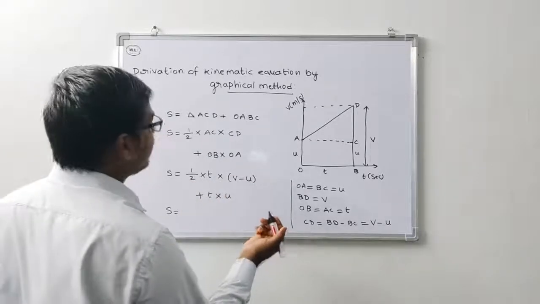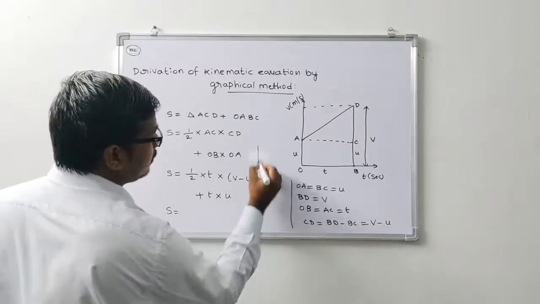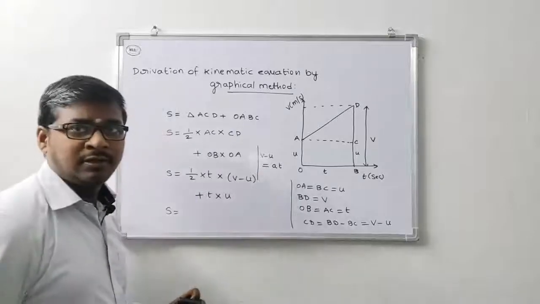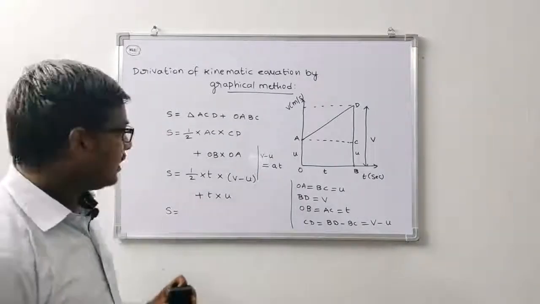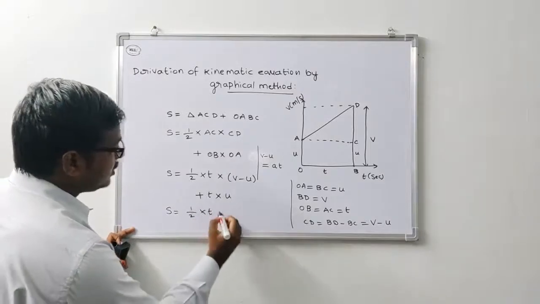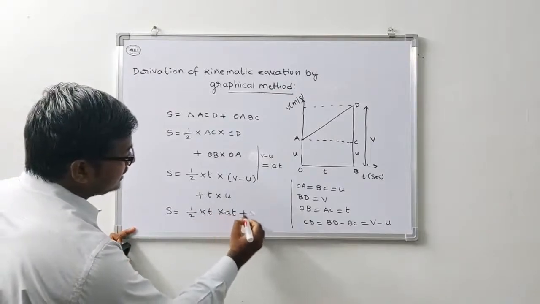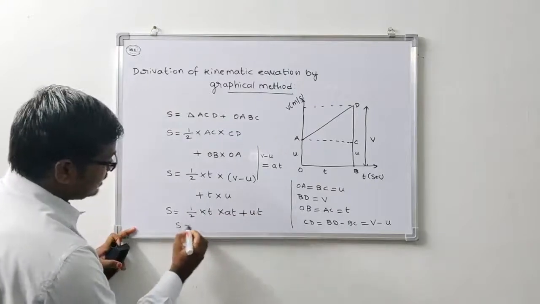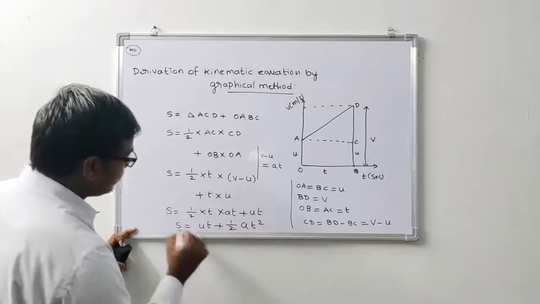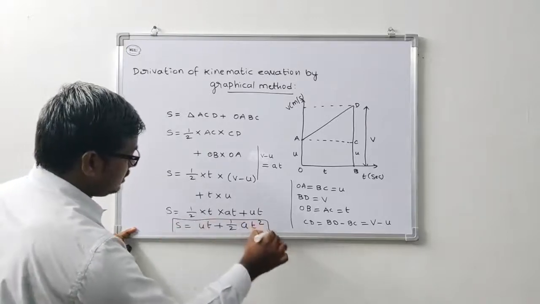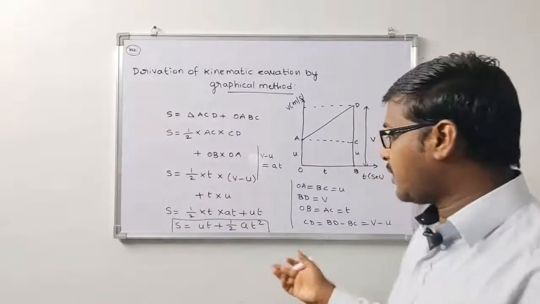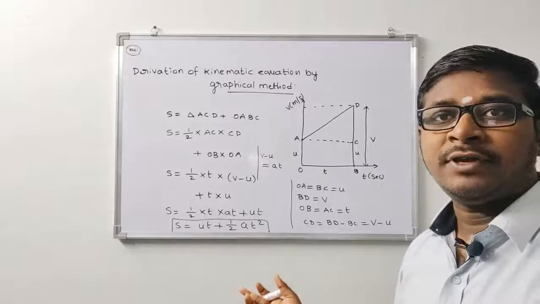According to the kinematic first equation, v minus u is equal to AT. So s is equal to half into t into AT plus ut. S is equal to ut plus half at square. This is the kinematics second equation. A very important equation: s is equal to ut plus half at square.